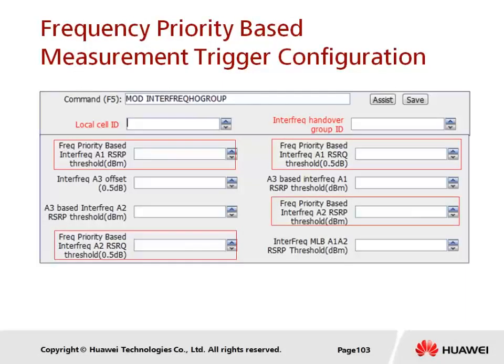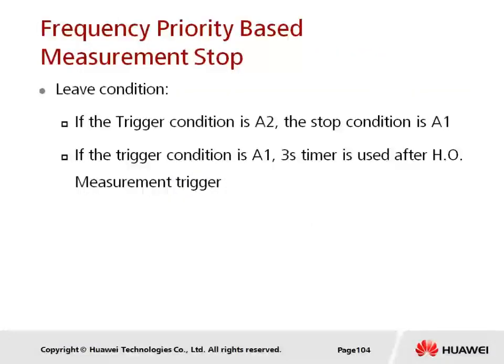When the user is in this scenario, the user has to follow the A1 and A2 thresholds which we have mentioned earlier. This is the setting, where we have to define the RSRP and RSRQ thresholds for frequency priority based A1 and frequency priority based A2. Once the user sends event A1 or event A2, depending on the scenario, the eNodeB will assign a measurement gap to the user. So the user will measure the other frequency.